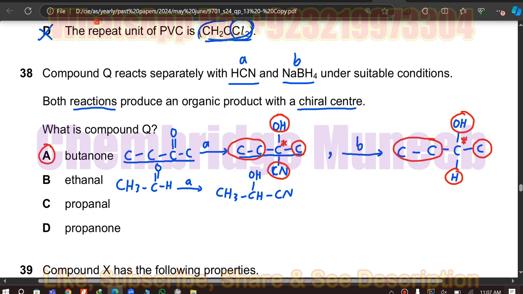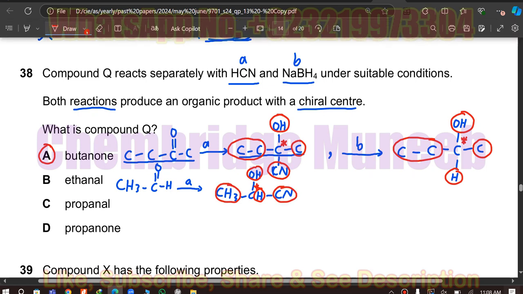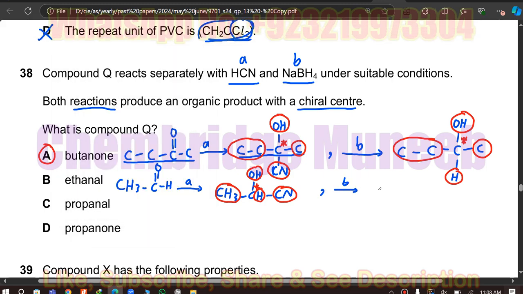Now in this case, the chiral center is present here. We'll get a chiral center here because OH is present, hydrogen is there, CN and methyl, all these are different groups. And when it reacts with NaBH4, which is a reducing agent, then as a result of this reaction, this aldehyde will convert into the alcohol CH3CH2OH. Now this does not contain a chiral center because this carbon is bonded with two hydrogen atoms, so there is no chiral center.